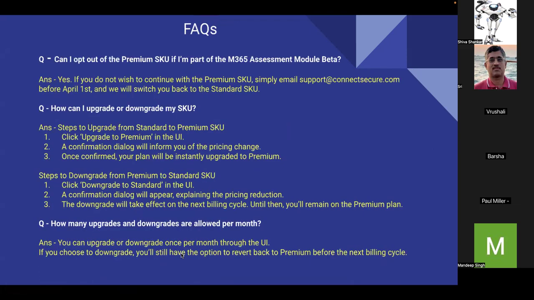Okay, can you opt out? Yes, you can definitely opt out from premium SKU. How can you do that? You can just write an email to support@connectsecure.com before 1st of April, and they will switch you to standard SKU.